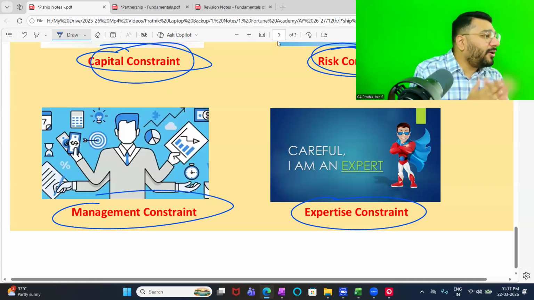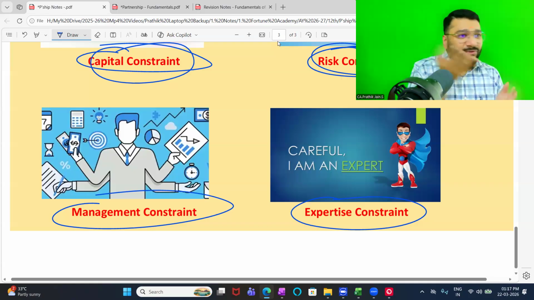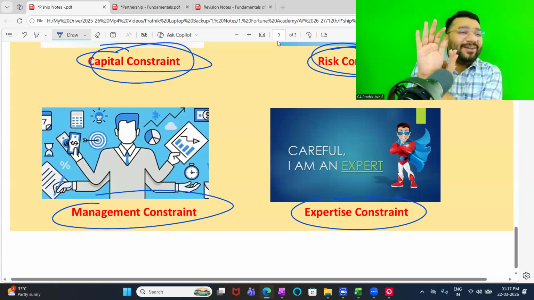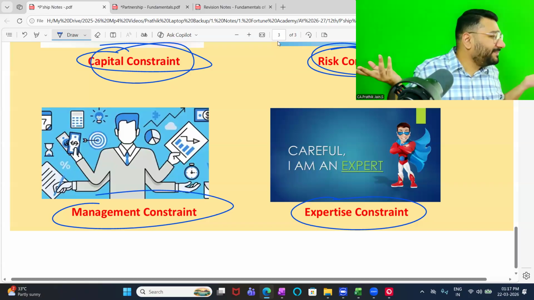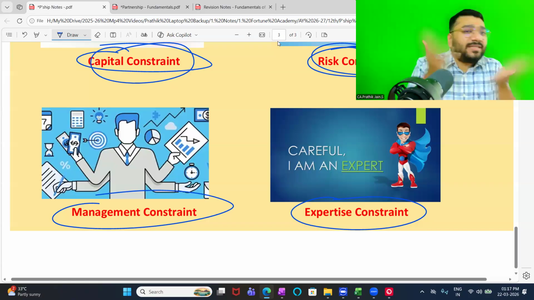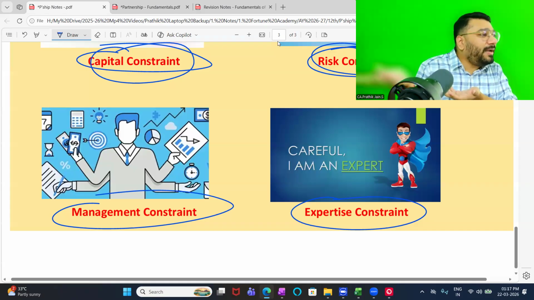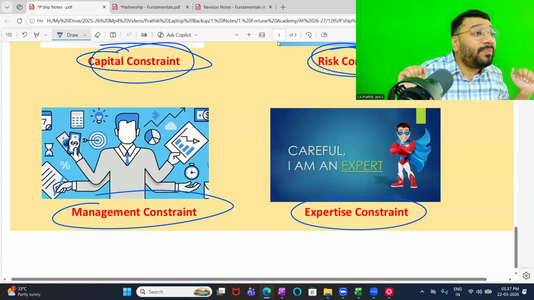Will Virat Kohli agree or not? In reality, he'll not agree, because for a small business, he will not come. But imagine, what is wrong in imagining? Imagine he comes. Balle balle for me. So I had an expertise constraint, which is solved. So no payment required to be done. Plus I have a partner on board who is an expert and getting me a good amount of business.